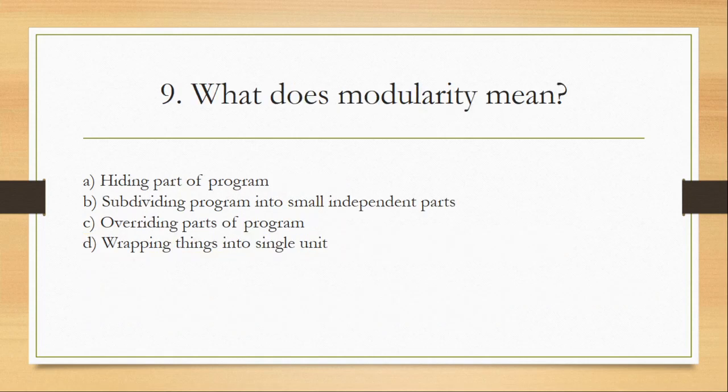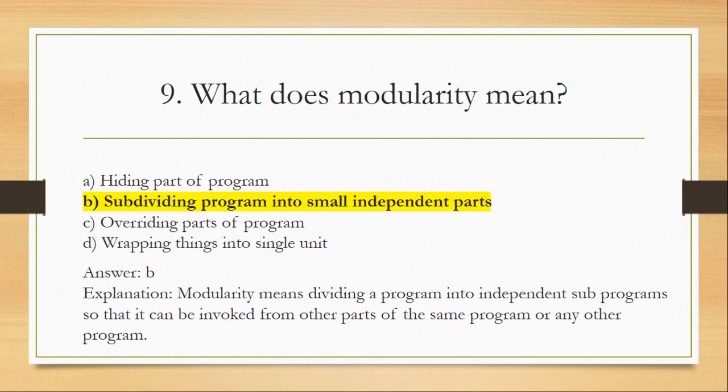What does modularity mean? The option is subdividing a program into small independent parts. Modularity means dividing a program into independent subprograms so that they can be invoked from other parts of the same program or any other program. So option B is correct. Modularity means dividing a program into small independent parts.